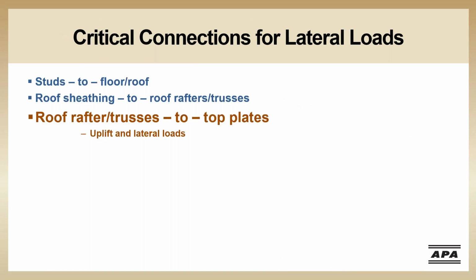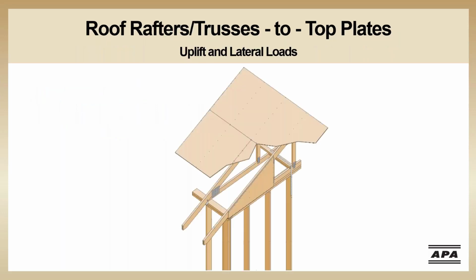The next connection we're going to discuss in the lateral load path is the attachment of the roof rafters or trusses to the top plates to resist both uplift and lateral loads. As we continue to move through the lateral load path, the top plates are the next place failures commonly occur. The connection between the roof framing member and the top plate experiences a lateral load and an uplift load simultaneously when the wind blows parallel to the top plate. It is most often the uplift load that causes the failure at this location.